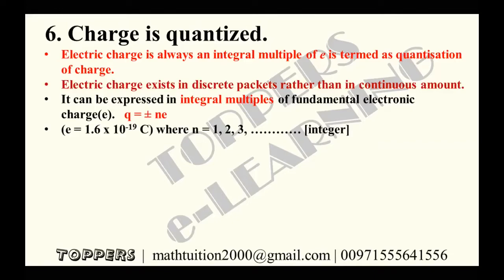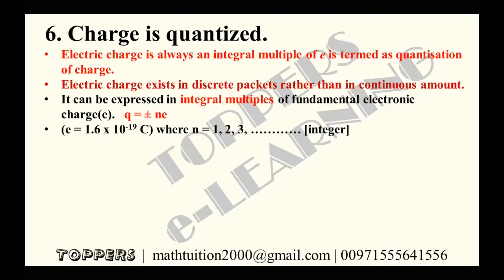What is the charge of e? 1.6 × 10⁻¹⁹ coulomb. So it will be a multiple of 1.6 × 10⁻¹⁹ coulomb: one time, two times, three times, like that. It will be an integral multiple. What is the reason? Because charge means transfer of electrons, right? We cannot transfer half an electron, or a quarter electron, or 3.5 electrons. No, 1 electron, 2 electrons, 3 electrons, 4 electrons, like that, right? So each electron carries 1.6 × 10⁻¹⁹ coulomb. So charge will be an integral multiple of that.